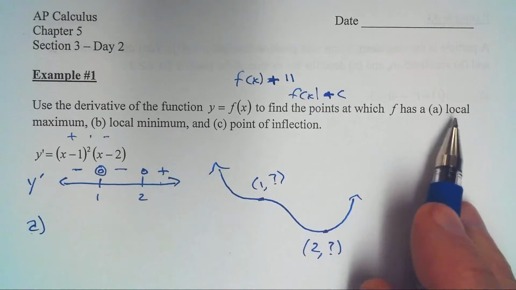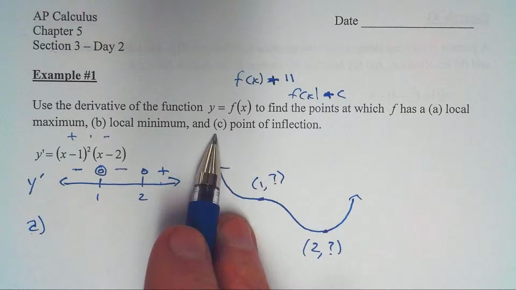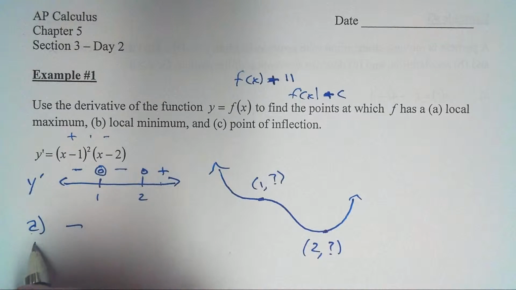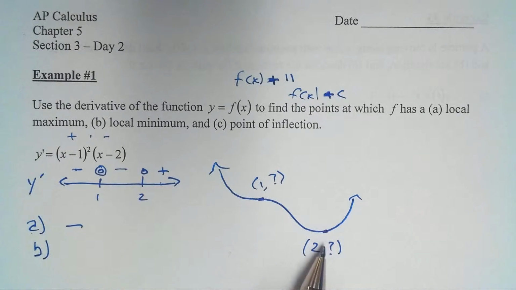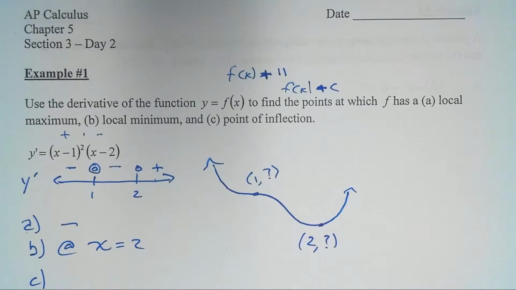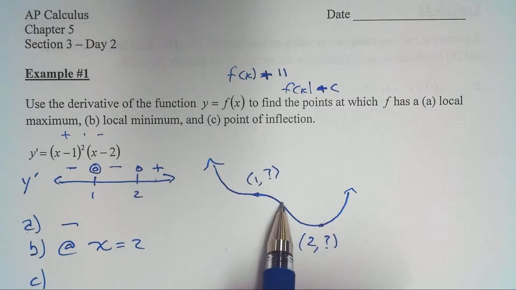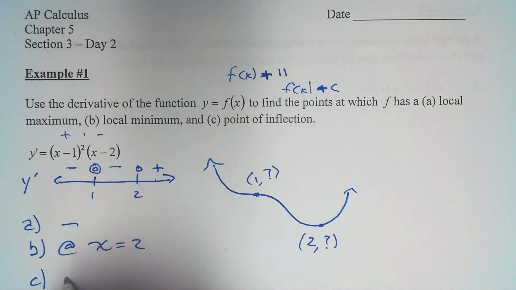So let's see what we know. A, do we have any local maximums? Nope. We don't even have an absolute maximum, so we have none. B, local minimum. Yep, at x equals 2. C, inflection point. Well, this one right here, cupping up, then goes down again, has to start cupping down, so we actually have one at x equals 1.